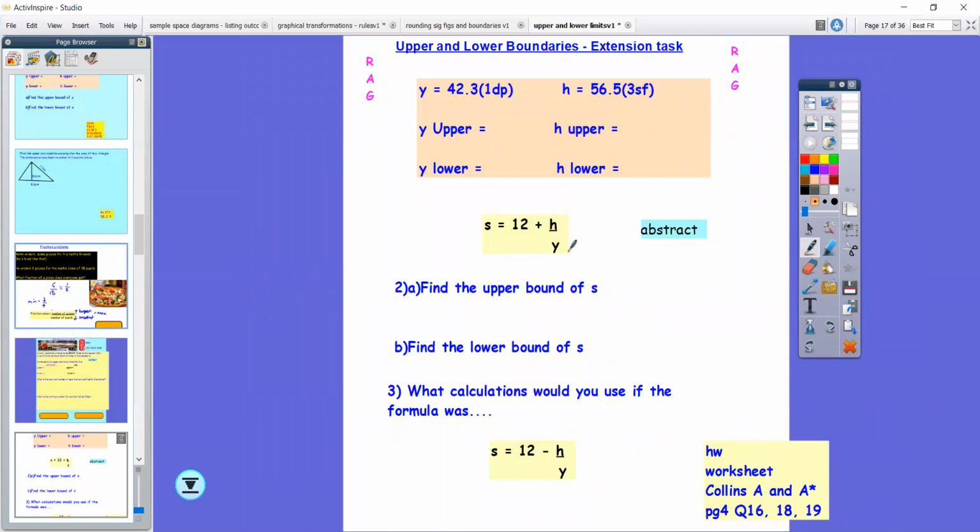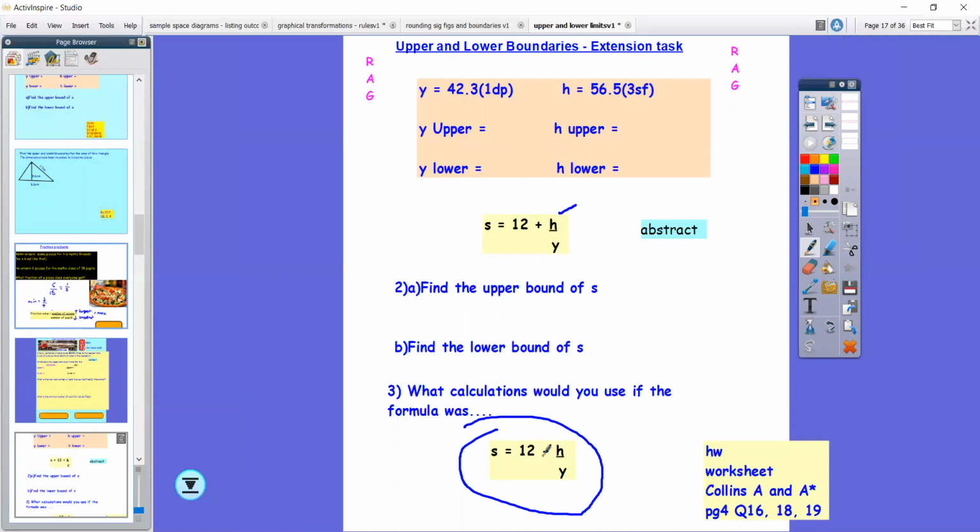12 plus h over y, 12 subtract h. So that brings in this subtraction here. Now this is really interesting, a good one to discuss. This was not so bad. You can get the upper bound for s and the lower bound for s by doing what we've done, because it's addition. The upper bound is going to be the upper bound of h divided by the lower bound of y, plus 12.